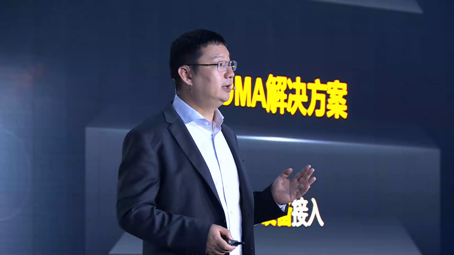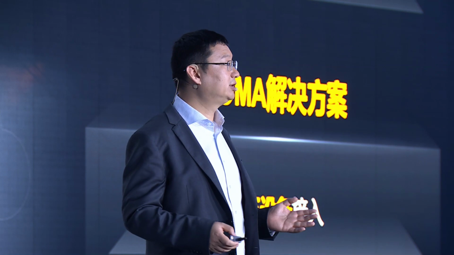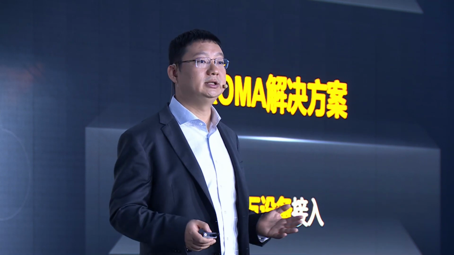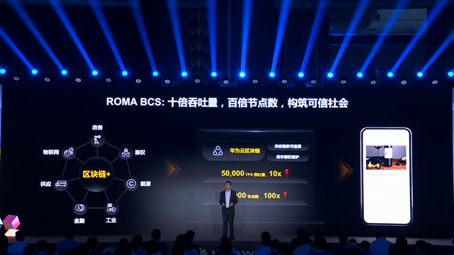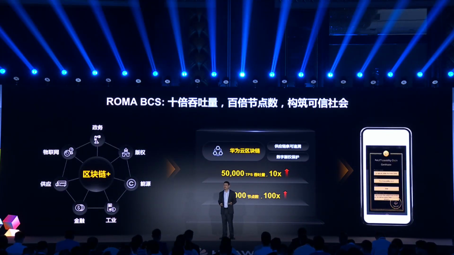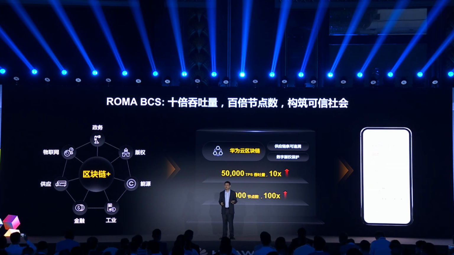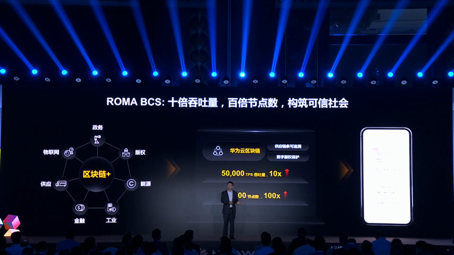In Shandong Province alone, Roma connected 120,000 smart devices and 1 million gateway devices. In addition, Roma also realizes centralized digital asset management across the entire network, greatly improving the operation efficiency of SGCC. Next, I would like to introduce a blockchain service in Roma Service Core.